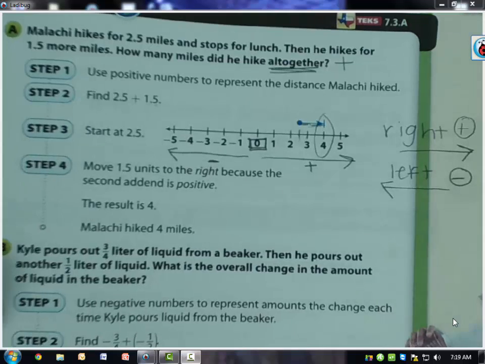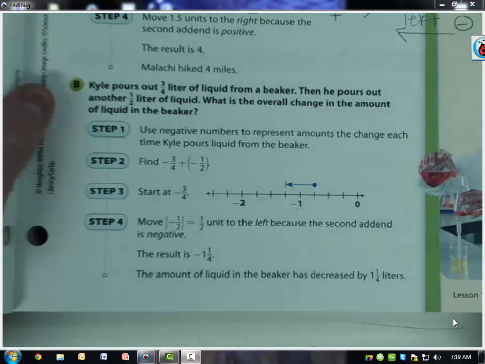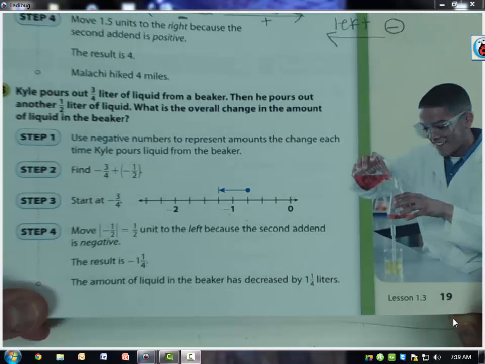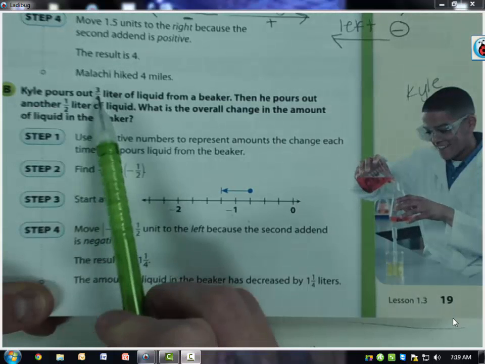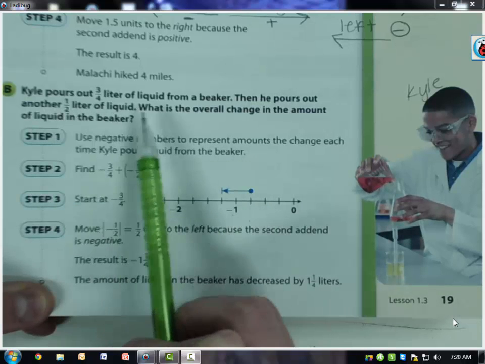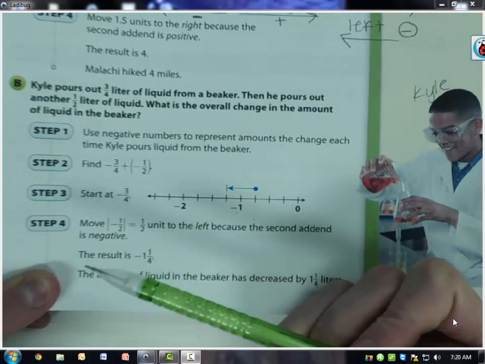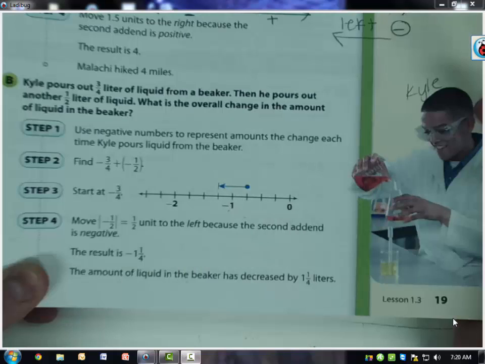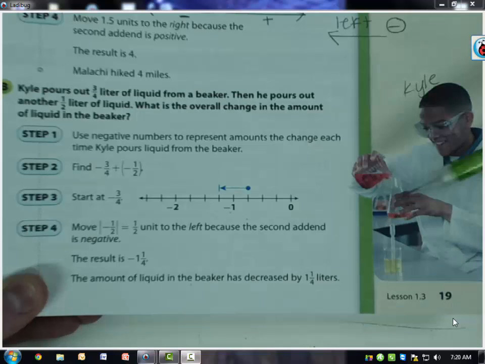I'm going to zoom out so we can see Kyle. So you can see a picture here. This is Kyle over here. All right, Kyle pours 3/4 liter of liquid from a beaker. Then he pours out another 1/2 liter of the liquid. What is the overall change in the amount of liquid in the beaker? Okay, if we're pouring out, obviously we start out with liquid in our beaker, and we pour it out. Okay, if pouring out, we're going to be subtracting. So he pours out 3/4 and then pours out a half.